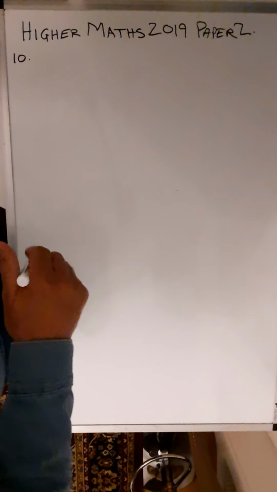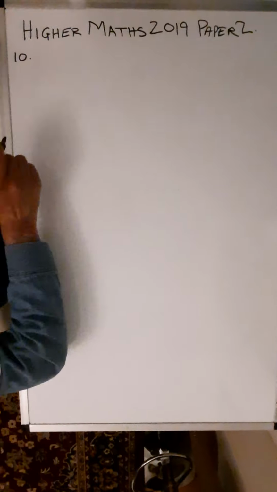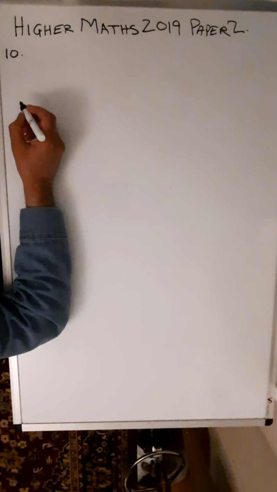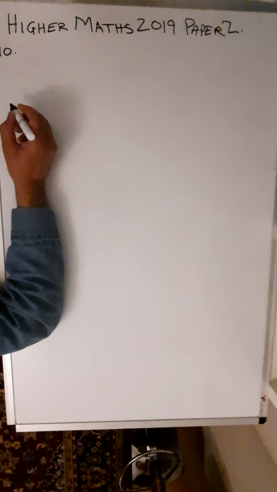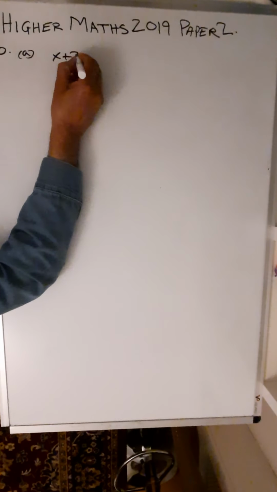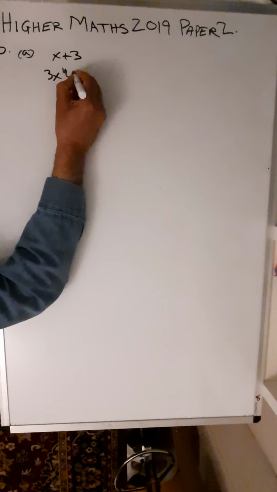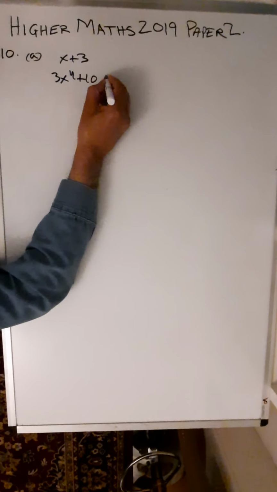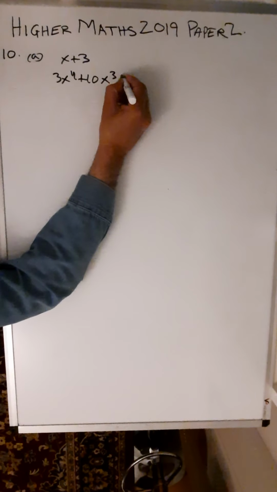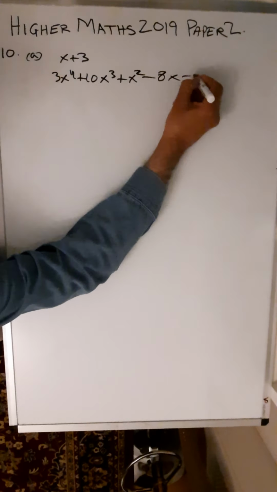Air Mass 2019 paper 2 question number 10. Part A: show that x plus 3 is a factor of 3x to the power of 4 plus 10x cubed plus x squared minus 8x minus 6.